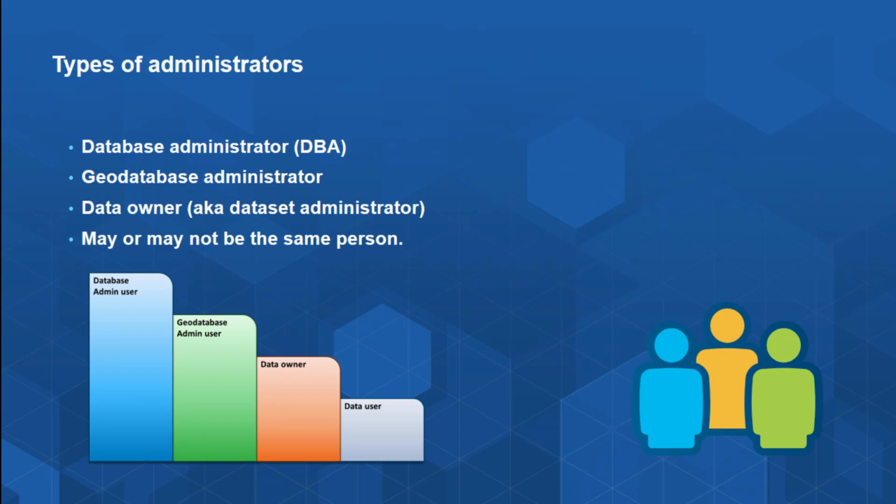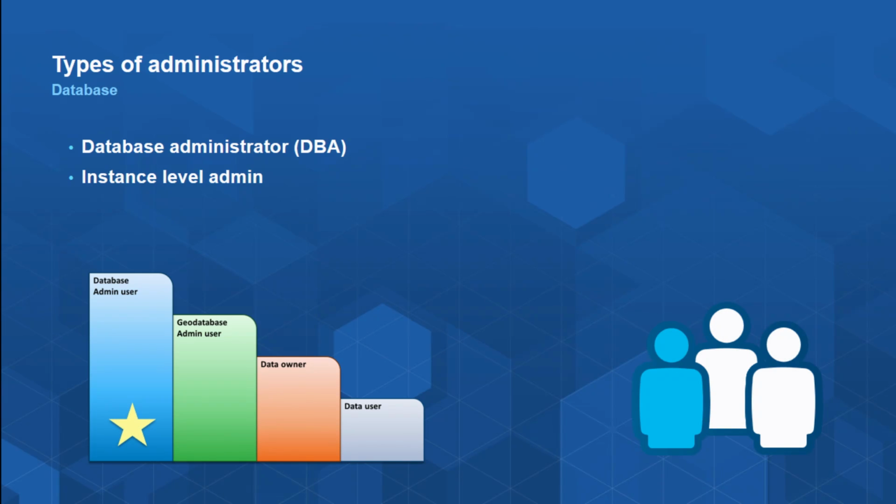And depending on your organization, this might be 1 person, this might be 3 people, this might be more than 3 people. Generally, larger organizations will have an individual person managing each one of these types of administration. In smaller organizations, typically you have one person doing all three types of administration.